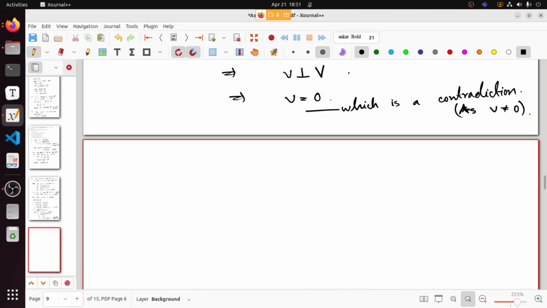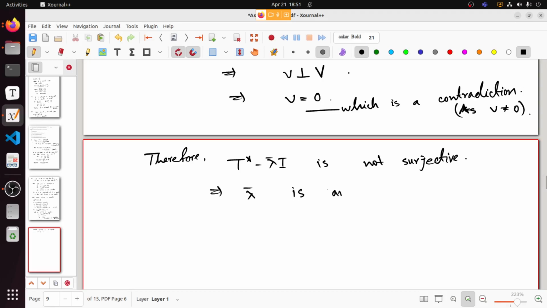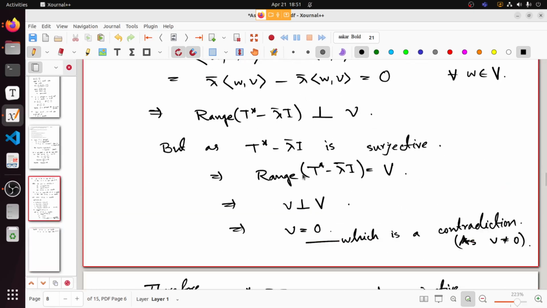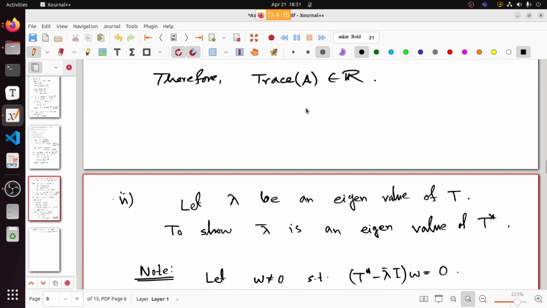So therefore, T star minus lambda bar I is not surjective, which implies lambda bar is an eigenvalue of T star. So option number 2 is correct.